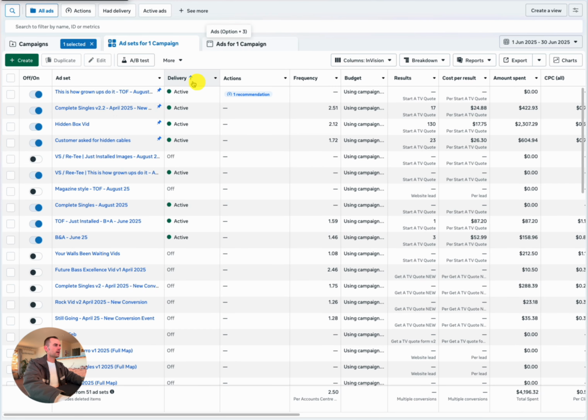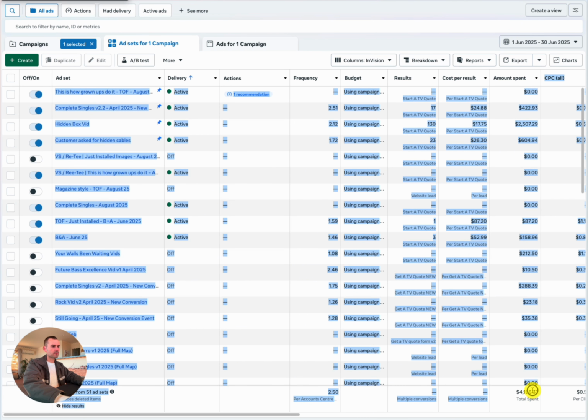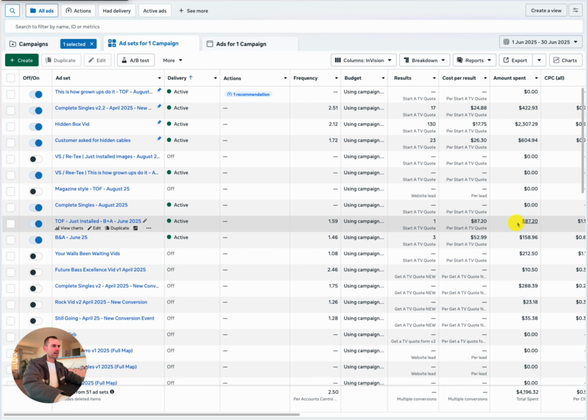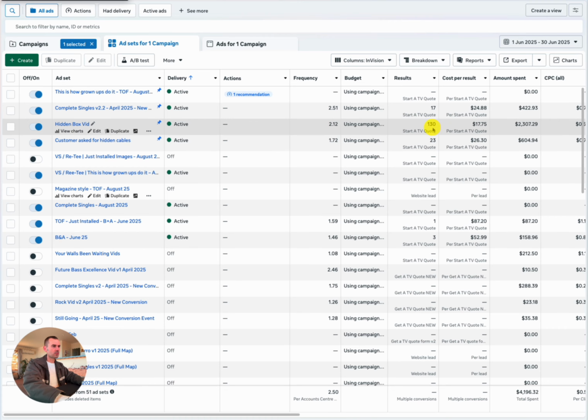For some reason, Meta Ads is not loading quite well today, but that's okay. We can see everything that we need to here. So I've got it in for the month of June. We spent a total of $4,196 in this particular campaign, and we can see here that with a campaign budget, Meta is spending differently between each of the ad sets. So it's finding the ones that it thinks are going to work the best, or the ones that get the best results, and it's going to spend.